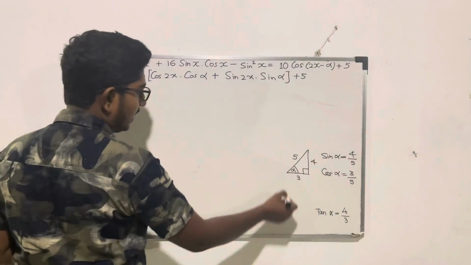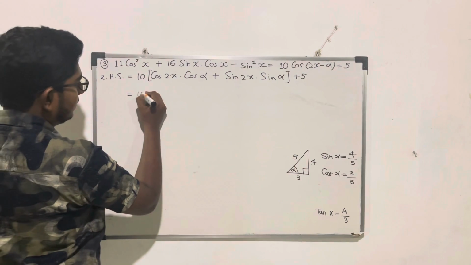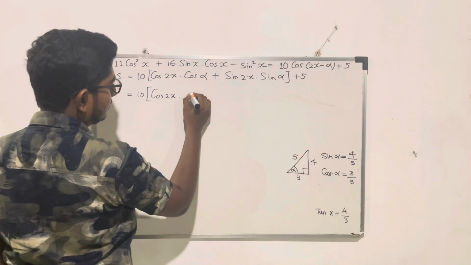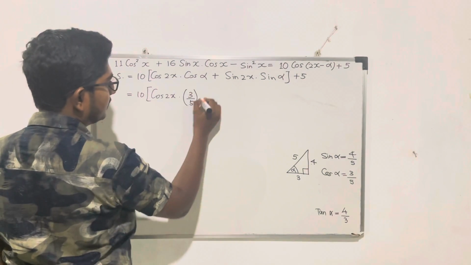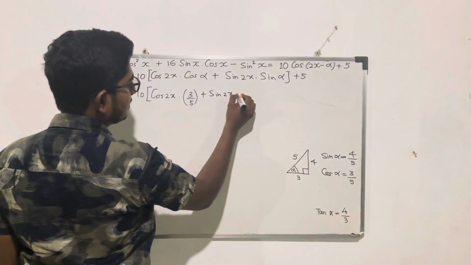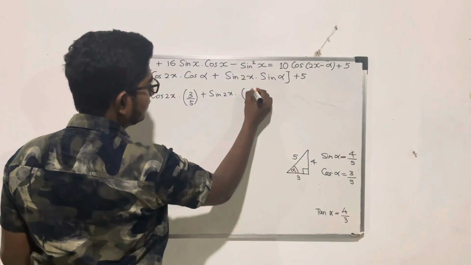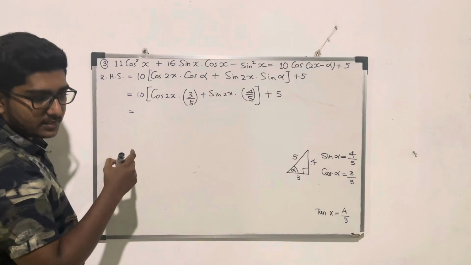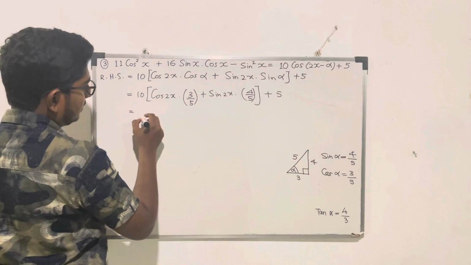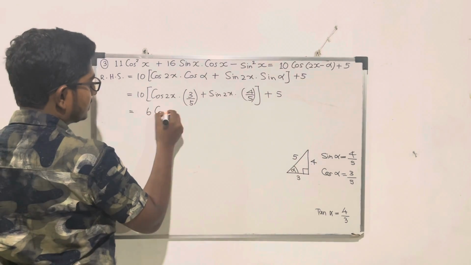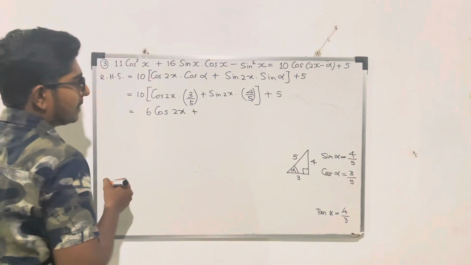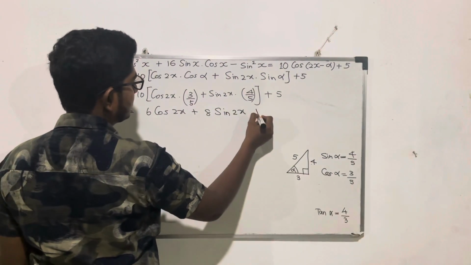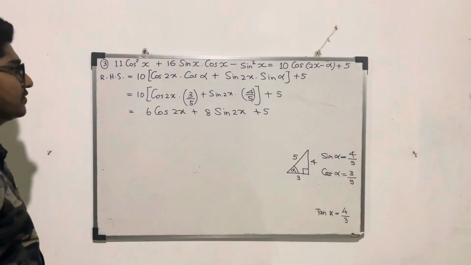So you have to write this part in your working. Cos 2x, cos alpha is 3 over 5, plus sin 2x, sin alpha is 4 over 5, plus 5. Now remove the brackets. 2 times 3 becomes 6, plus 2 times 4 is 8, 8 sin 2x. Here we have plus 1.